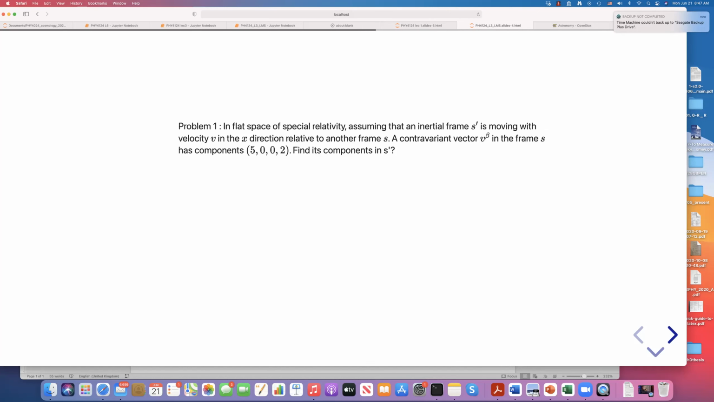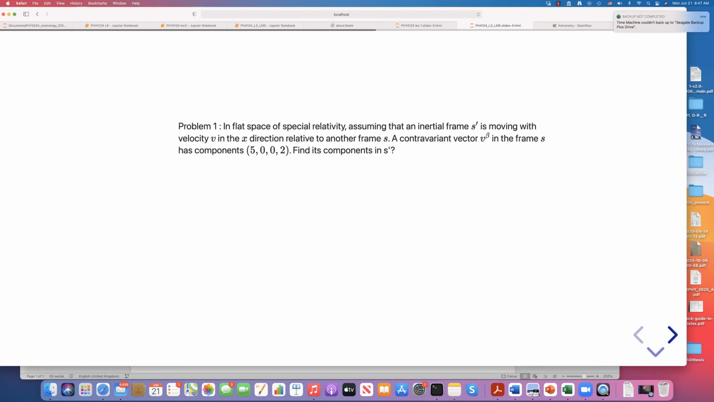Right. So I have a problem here for you. In flat space of the special relativity, assuming that an inertial frame S dash is moving with velocity v in x direction relative to another frame S, and assuming that you probably have already done these things in special theory of relativity, the contravariant vector v beta in the frame S has components 5, 0, 0, 2, and find its components in S dash.